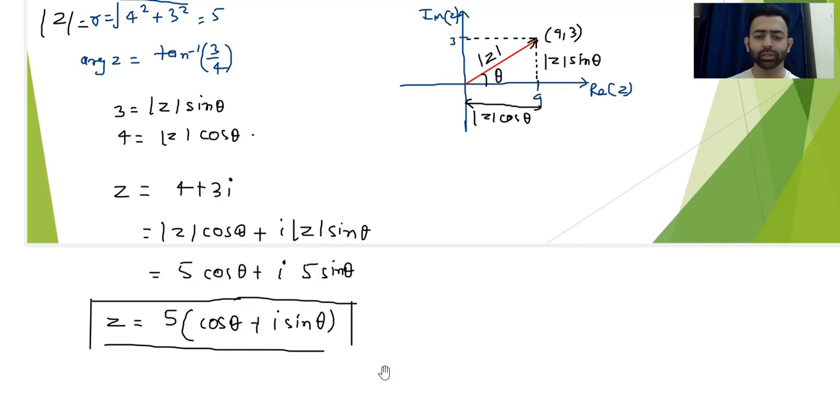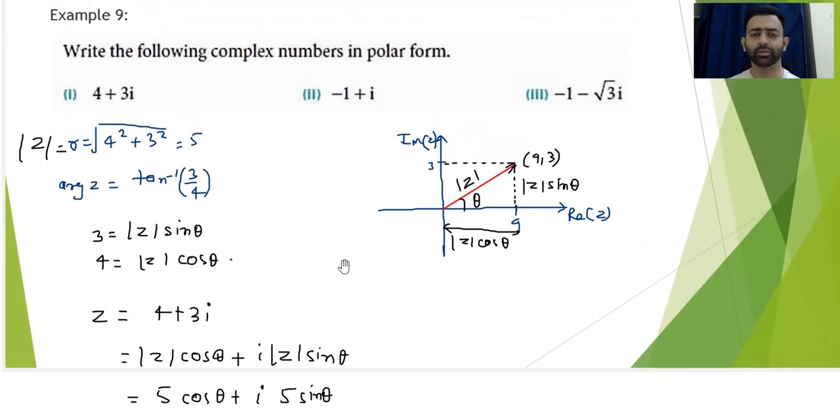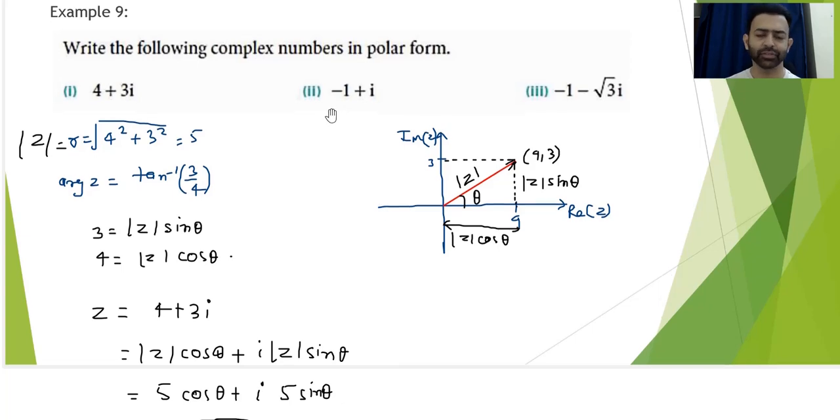Now the difference lies, as I have already said in the previous video, that since this theta was in the first quadrant, meaning it is acute because both the real and imaginary portions are positive. In the second part, this tan inverse will be of -1, that is -45 degrees basically, right? Since its real part is negative and its imaginary part is positive, it is lying in the second quadrant, right? So let us do this second part also.